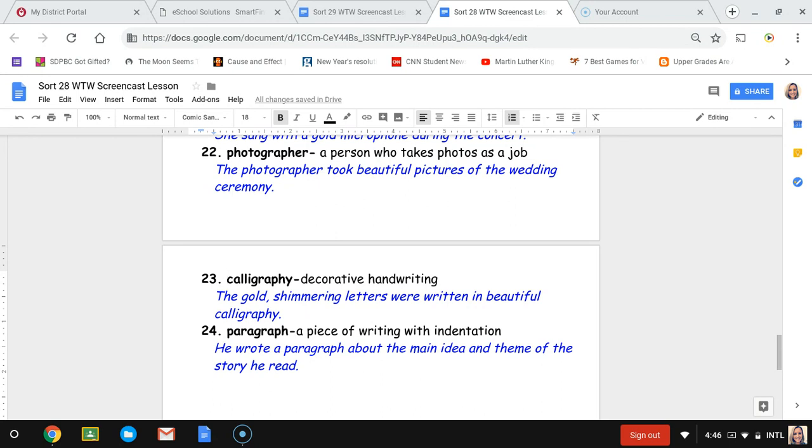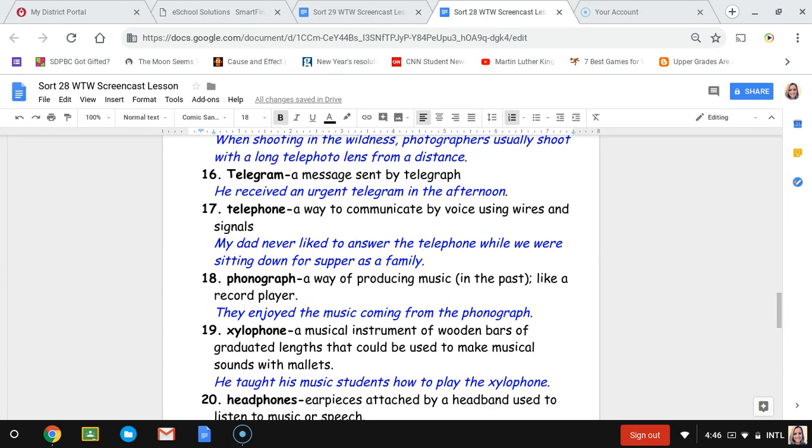Number 24 is paragraph. So we've talked about paragraphs a lot with our essays that we're doing. So a paragraph is a piece of writing with indentation. So when you indent your sentences, the start of your paragraph would have an indent. So the sentence that I have is, he wrote a paragraph about the main idea and theme of the story he read. All right, so those are all 24 words for sort 28.